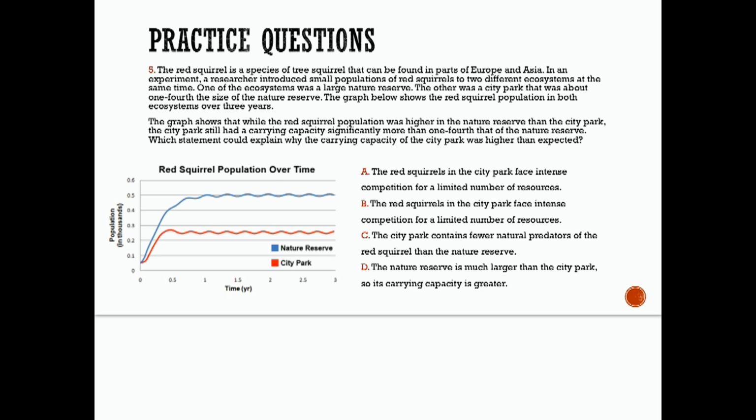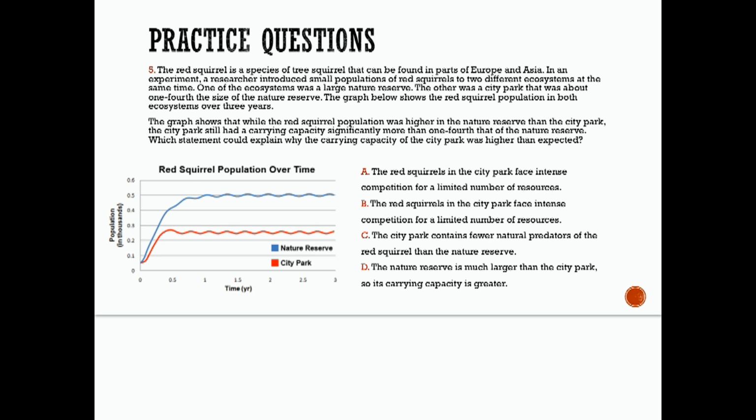So, number 5, the red squirrel is a species of tree squirrel that can be found in parts of Europe and Asia. In an experiment, a researcher introduced small populations of red squirrels to 2 different ecosystems at the same time. One of the ecosystems was a large nature reserve. The other was a city park that was about 1/4 the size of the nature reserve. The graph below shows the red squirrel population in both ecosystems over 3 years.